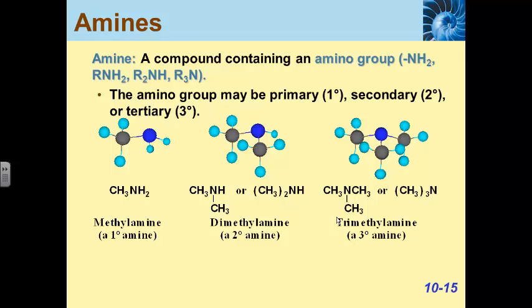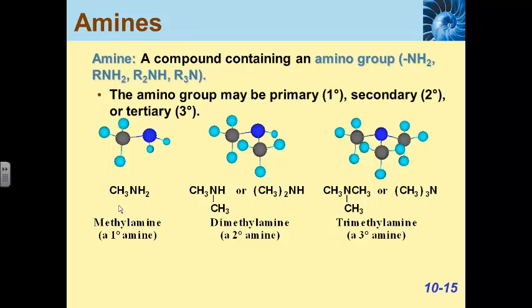A second category of functional groups are known as the amines. Amines are compounds that contain an NH2 group. They could be primary, secondary, or tertiary, depending upon the number of carbons that are attached to the nitrogen that bears the functional group. Let me repeat that. They can be primary, secondary, or tertiary depending upon how many carbons are attaching to the nitrogen that bears the functional group. I think I said it better that time.